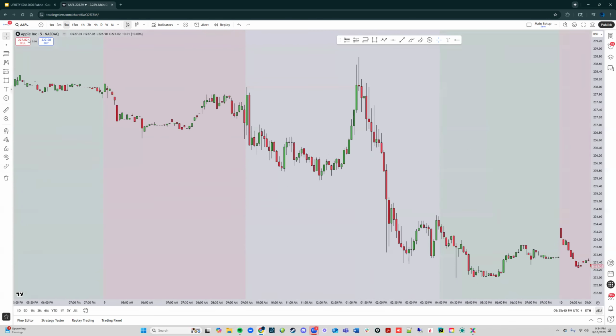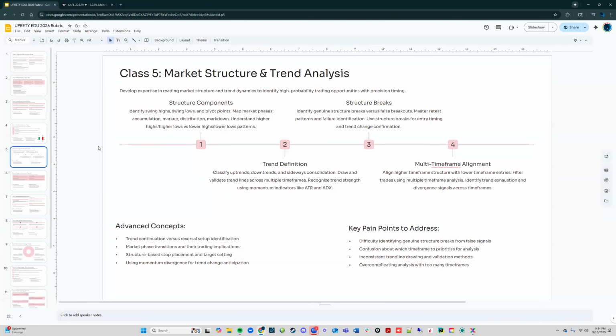Tomorrow, once again looking at this rubric, we're going to be going into market structure and trend. So you're going to learn how to do trend lines. You're going to learn lower lows, lower highs. You're going to learn how to look across multiple different time frames. Tomorrow's class is probably going to be as long as today's, an hour and a half, maybe 2 hours long. If you have questions, come in with questions. We're also going to be looking at the different phases: accumulation, distribution, markups, markdowns, all of those things.